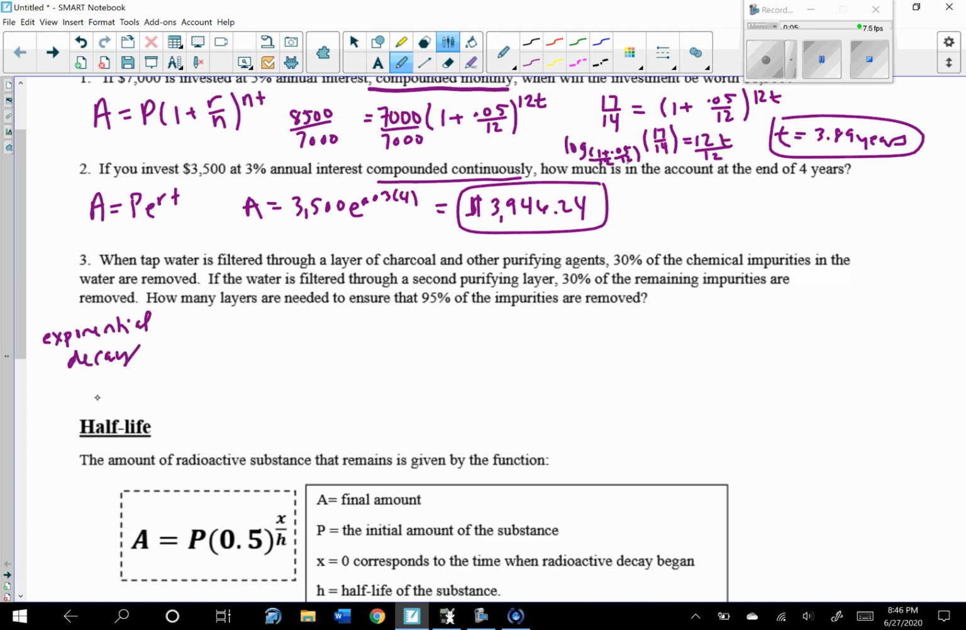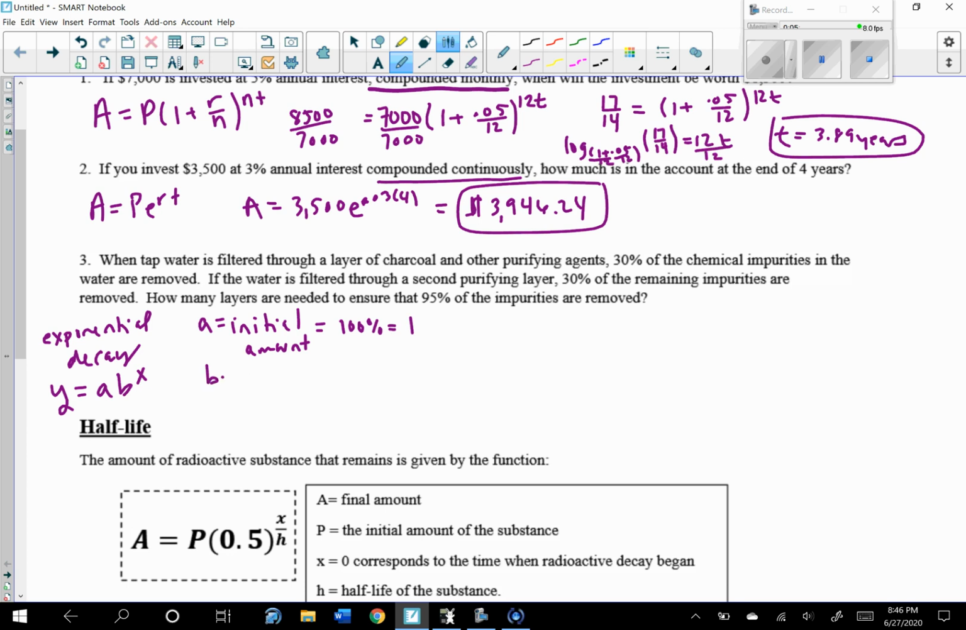So what's our exponential equation? Remember, y equals ab to the power of x. So recall that a is equal to the initial amount. So we've talked about that before. So in this case, what are you starting off with if you keep removing something by 30% each time and you want to ensure that 95% of the impurities are removed completely? Well, you start off with 100% of something, right? So 100%, which means we're going to use 1 because we want to use the decimal.